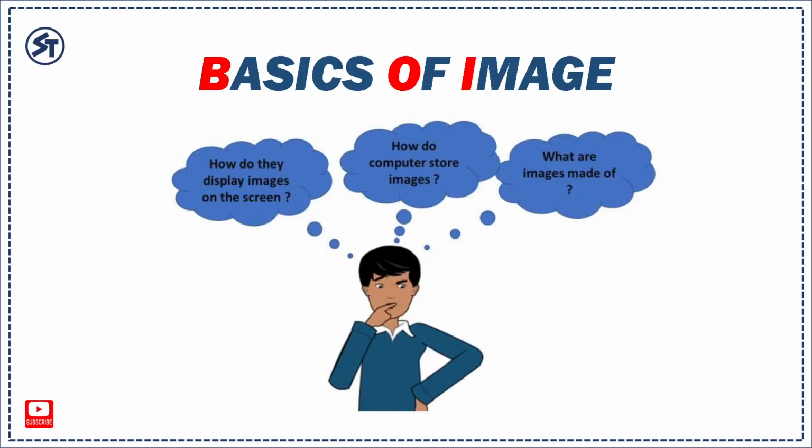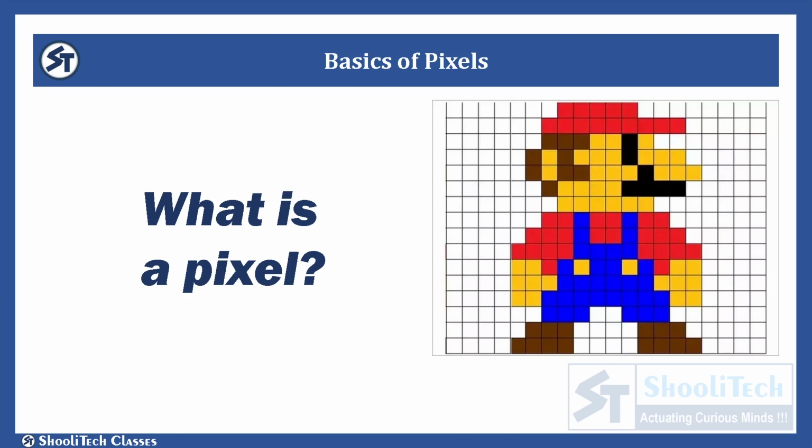Now that we have understood what computer vision is, its application and what type of task we can perform using computer vision algorithms, now it's time to understand what an image is made up of, how do computers store images, how do they display images on screen. To know the answers to all such questions, we need to understand the basics of an image. First of all, let us see what an image is made up of.